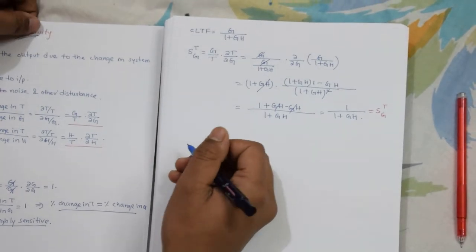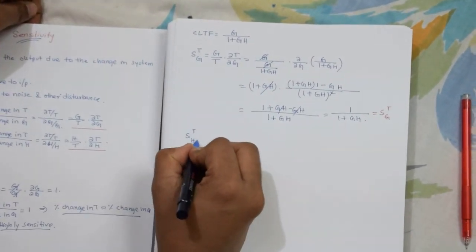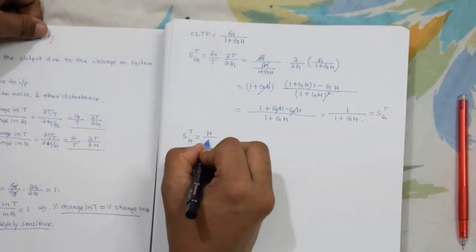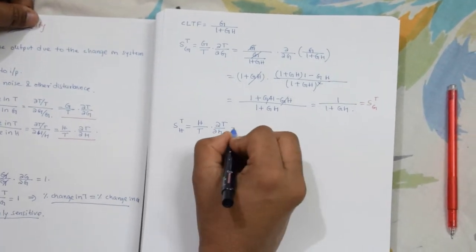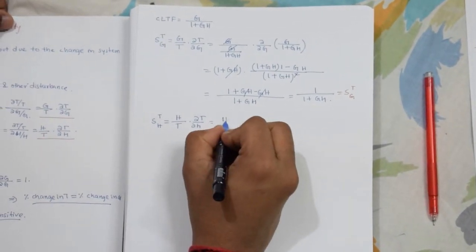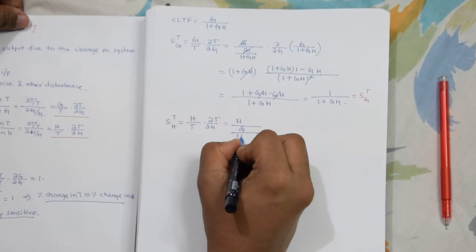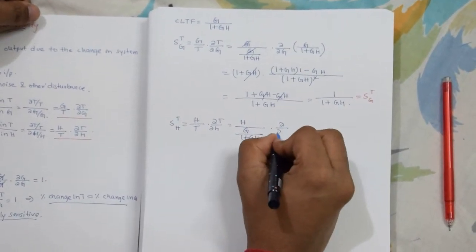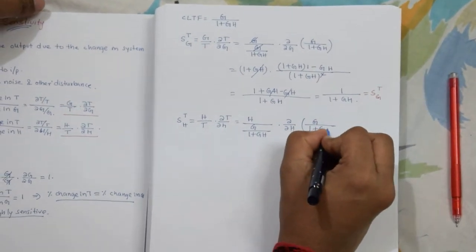Now we will see the sensitivity of a transfer function with respect to feedback. From here we will take the formula. It is H/T into ∂/∂H of T. Again we will put the value of T here and here. H by G/(1+GH) into ∂/∂H of G/(1+GH).